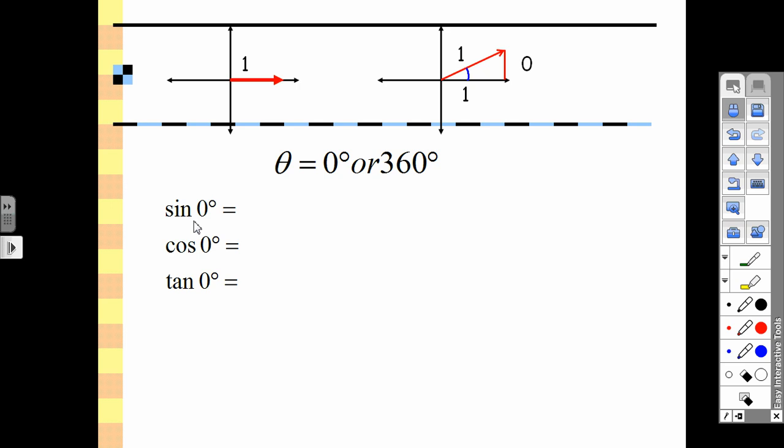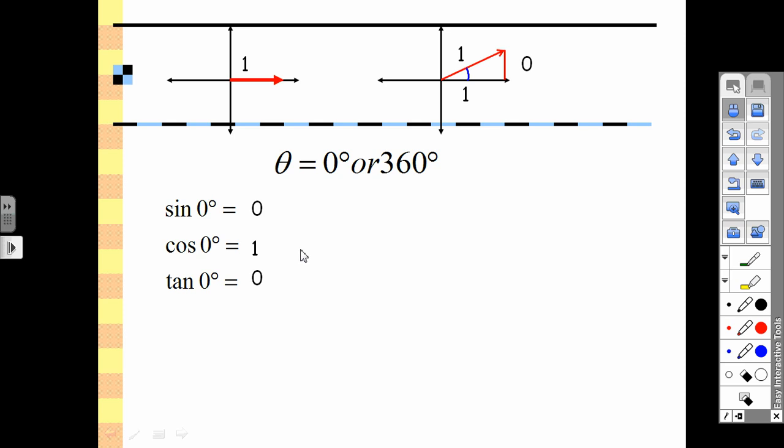So you can see that the sine of 0 would be opposite over hypotenuse, so that's 0 over 1, which is 0. And then cosine, which is adjacent over hypotenuse, that's 1 over 1, so it's 1. And then tangent is opposite over adjacent, so 0 over 1, once again, is 0. So those are the 3 values, sine, cosine, and tangent, of 0 degrees, or even 360 degrees if you had rotated all the way around.